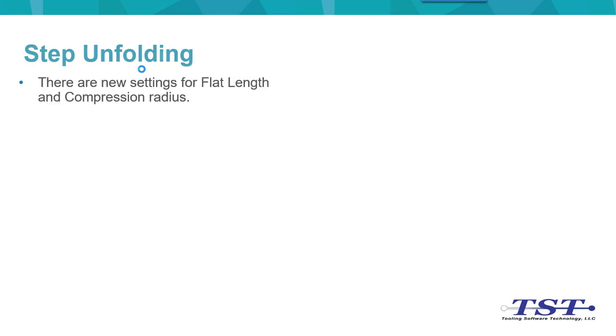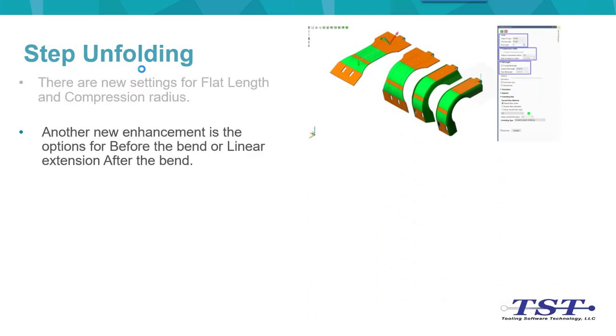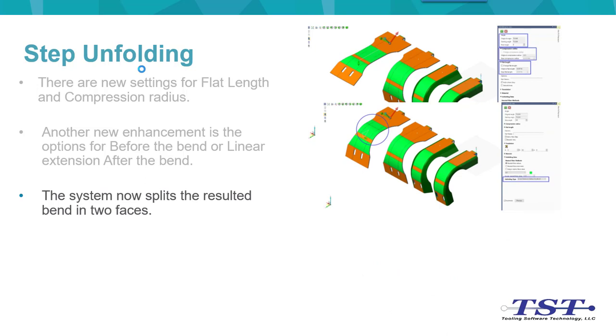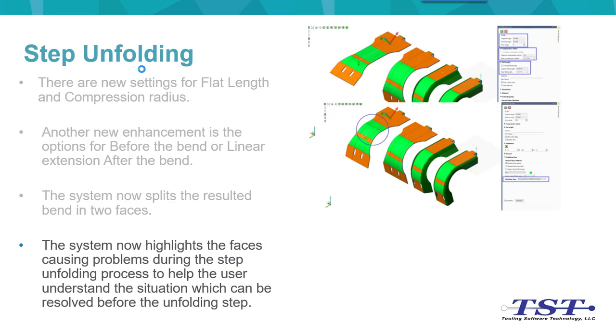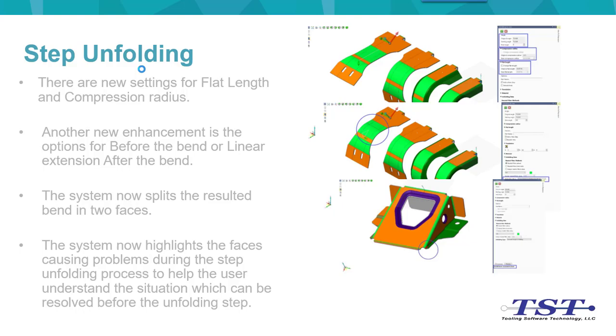Step unfolding. So there is a new setting for flat length and a comparison radius within step unfolding. Another new enhancement is an option for before the bend or linear extension after the bend as well. And the system now splits the results between the two faces. The system now highlights the faces causing problems during the step unfolding process, so you can easily see where the problems are to be able to make corrections and fix them, and then redo the process as needed.